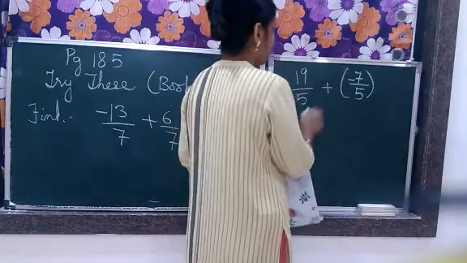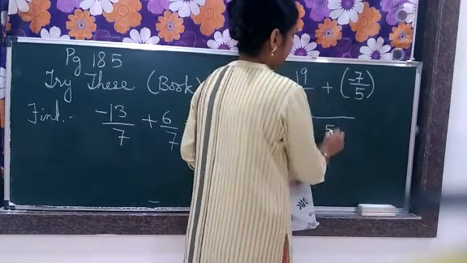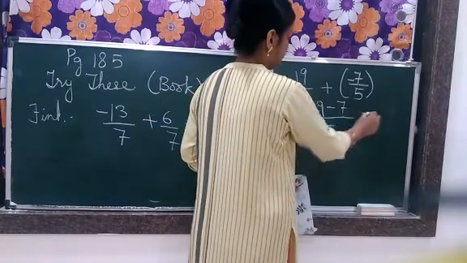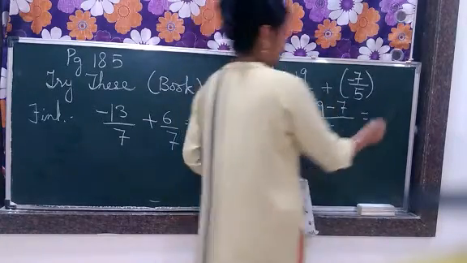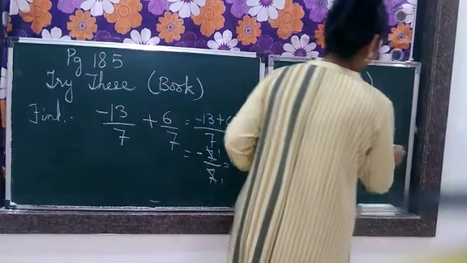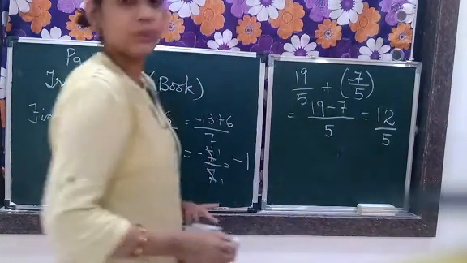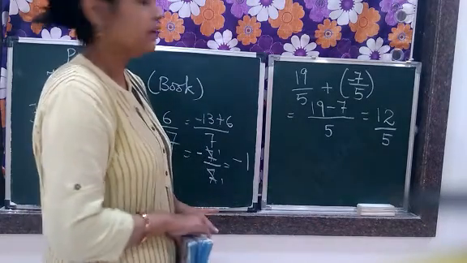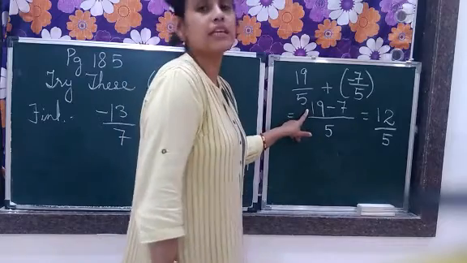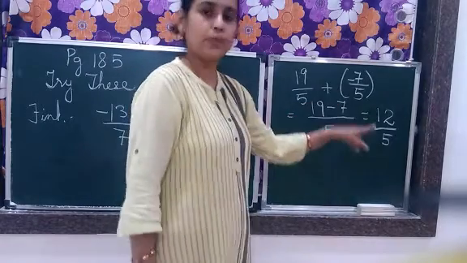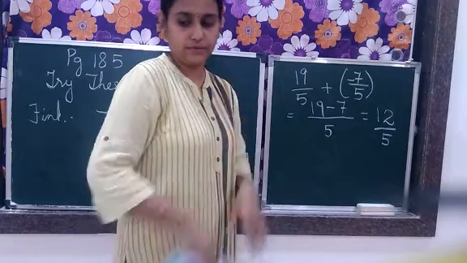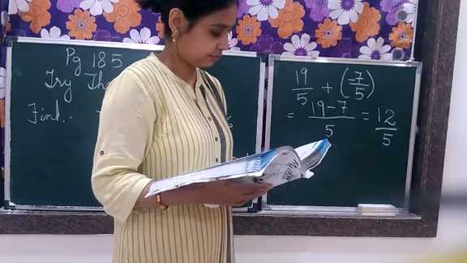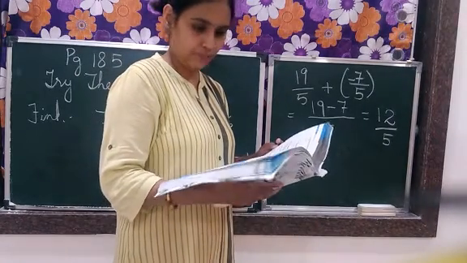Going to the second one. Once again you can see the denominators are same. So taking the denominators common, 19 plus minus 7. 19 minus 7 is 12. So the answer is 12 by 5. Is it minus 12 by 5? No. Why? Because 19 is greater. It has no sign, means it's positive. So 12 will also be positive. This completes the try these of page 185.